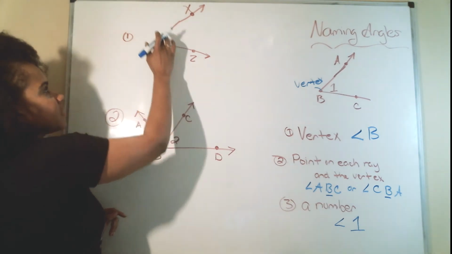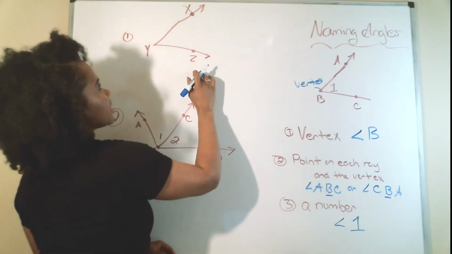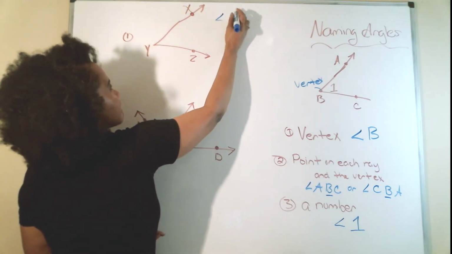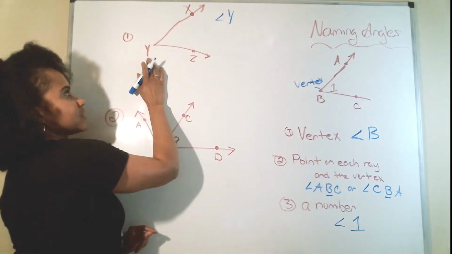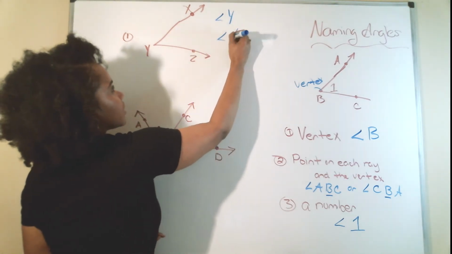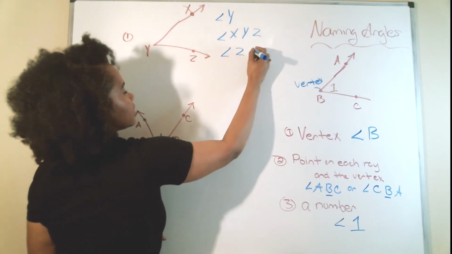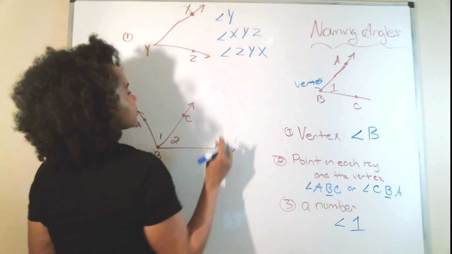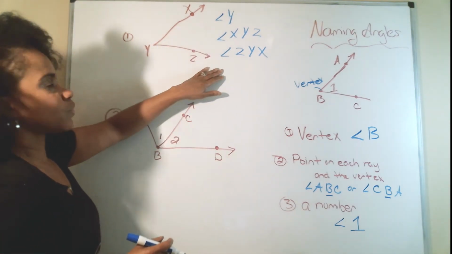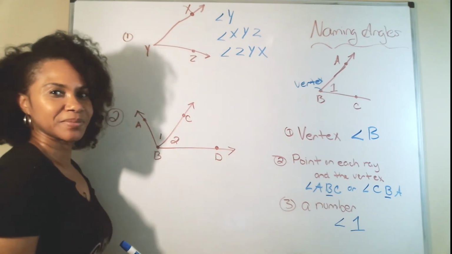I want to name this angle every way that I could name it. I could say that this is angle Y because I have my vertex here. I could say that this is angle X, Y, Z, or angle Z, Y, X. And so I have named this angle in as many possible ways as I can. I can't use a number because I do not have a number.